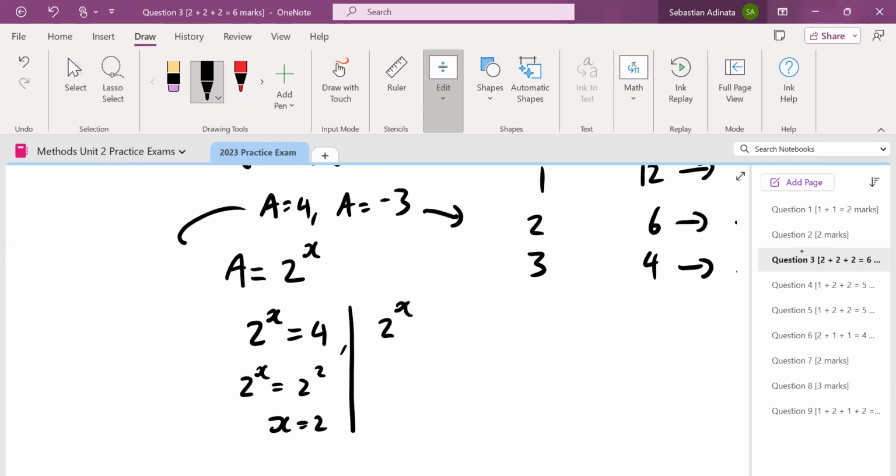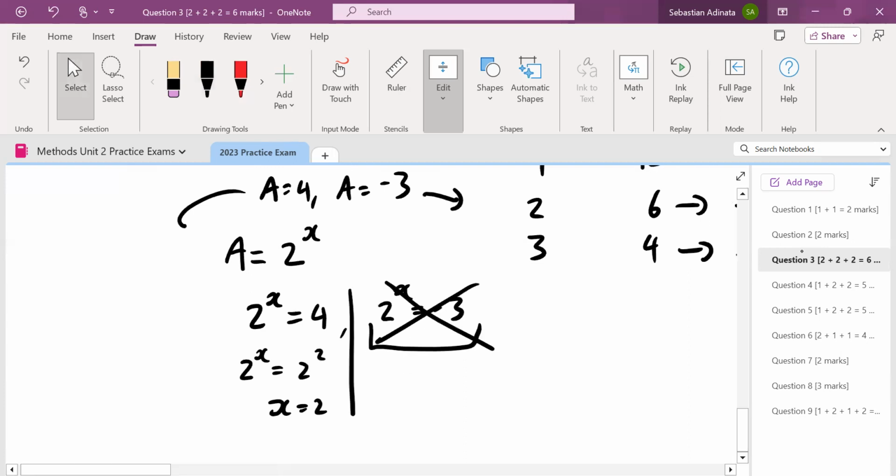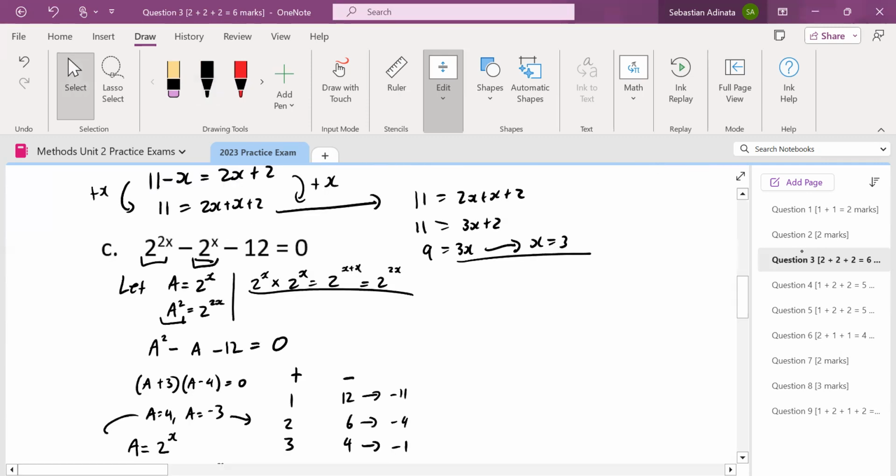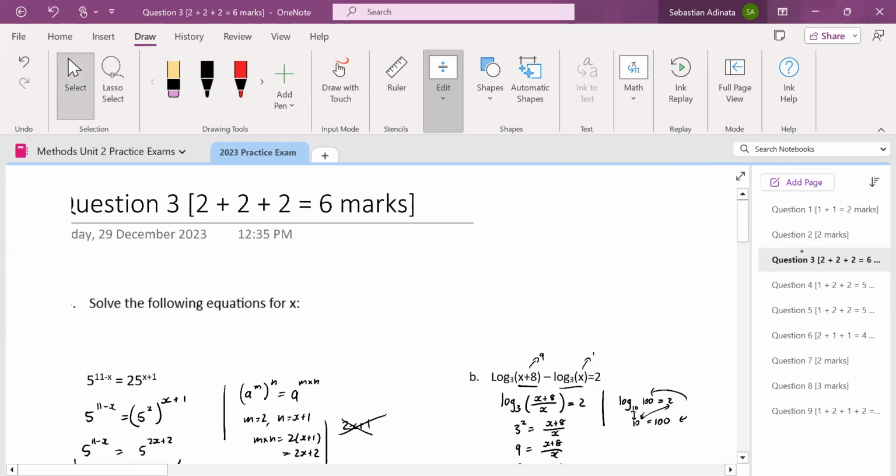Now, let's try option 2. 2 to the x equals negative 3. What you should realize is this is impossible, because an exponential cannot be negative. So that means x is equal to 2 is our answer. Quite a bit of work for 2 marks, hey?